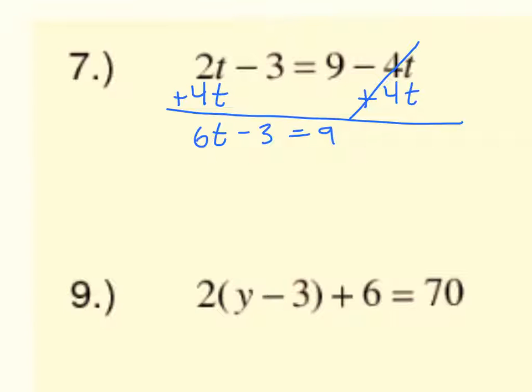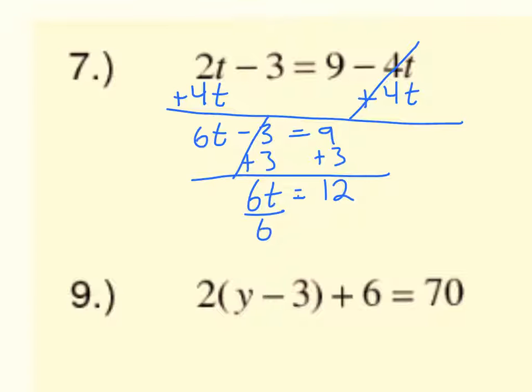Well, now it's my job to get the numbers on the same side. So I'm going to add 3 here, add 3 here, and what that does will cancel these 3s out. So I'm left with 6t equals 12. To get rid of the 6 and to have the t by itself, I need to divide by 6 on both sides, which cancels that. So now I have t equals 12 over 6, or t equals 2.